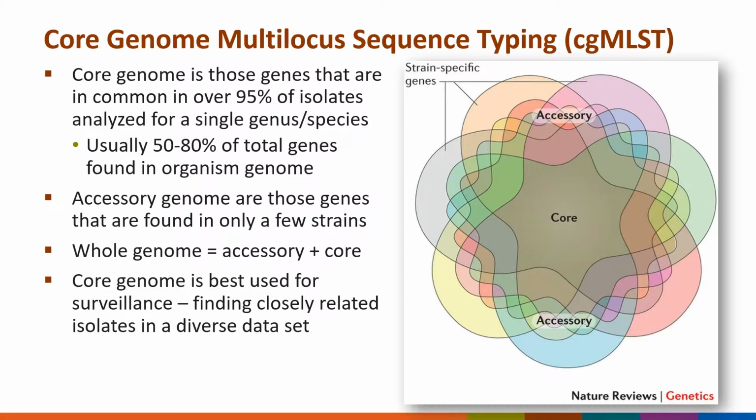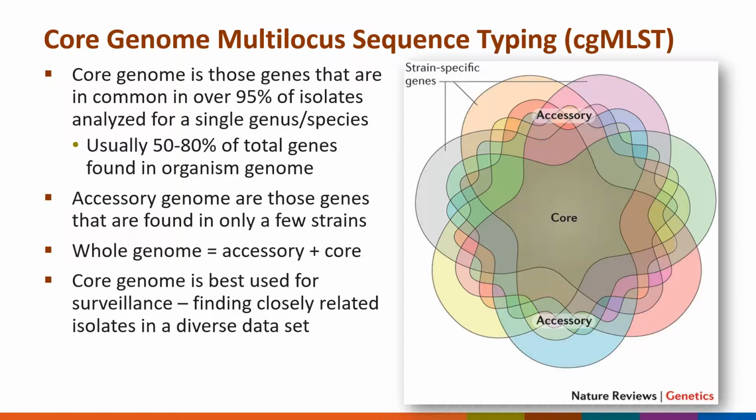And just for another part of the terminology, we also use core genome MLST. Core genome is those genes that are in common in over 95% of the isolates analyzed for a single genus and species. Usually the core is 50 to 80% of the total genes found in an organism's genome. For example, Listeria usually have about 3,000 genes per genome, and approximately 1,748 of those genes are considered core. So around 60-70% is core genome MLST.